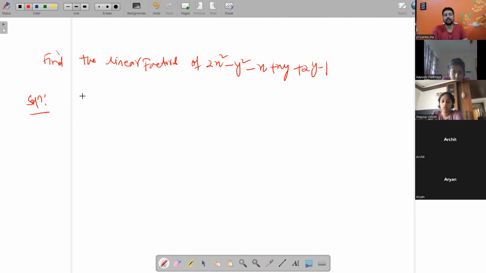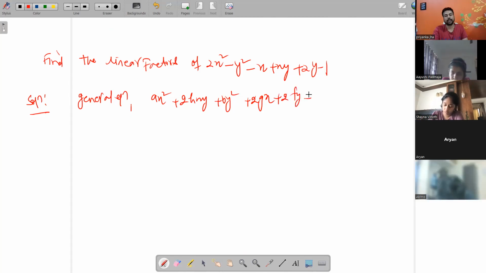First, write the general equation: ax squared plus 2hxy plus by squared plus 2gx plus 2fy plus c equals 0. Now compare these two equations. What is the coefficient of x squared? a. And what is the coefficient of x squared here? 2. So a must be 2.